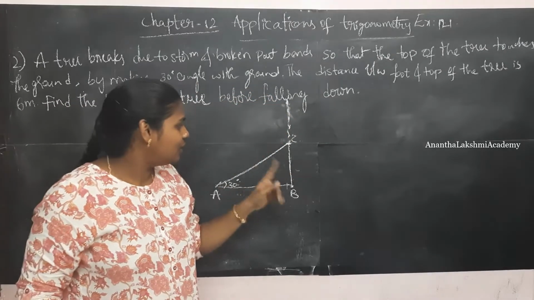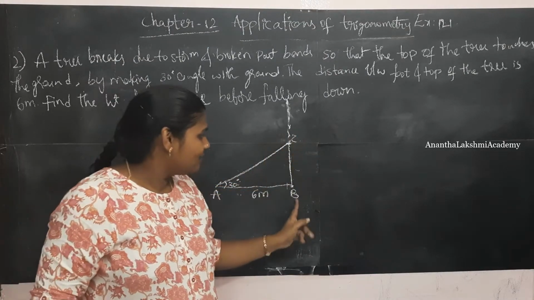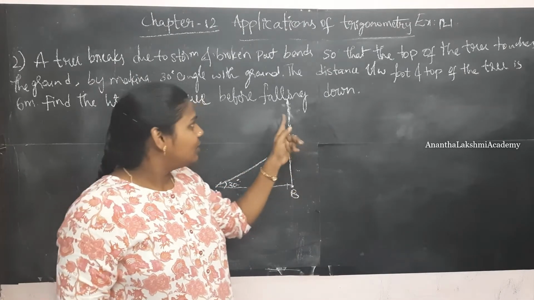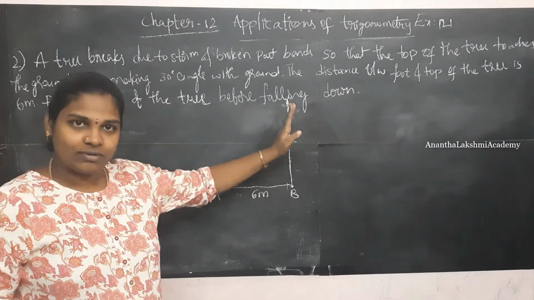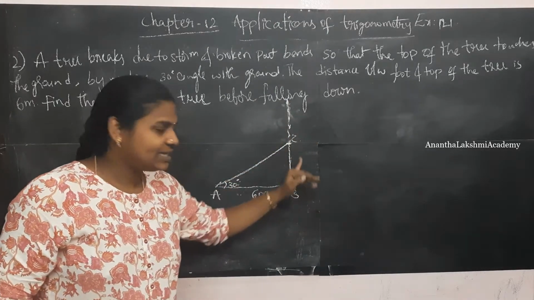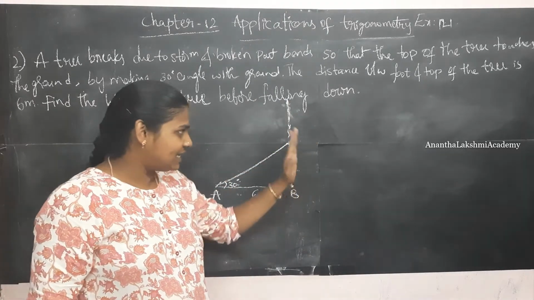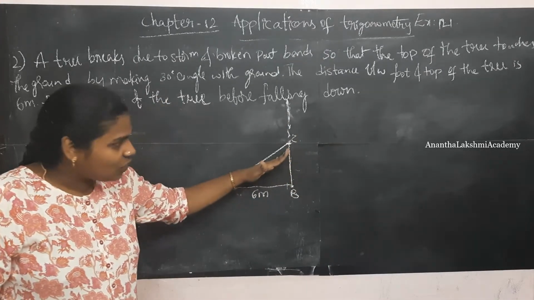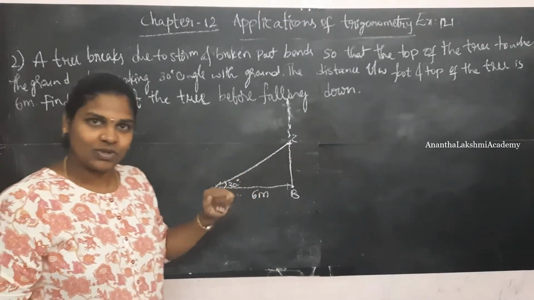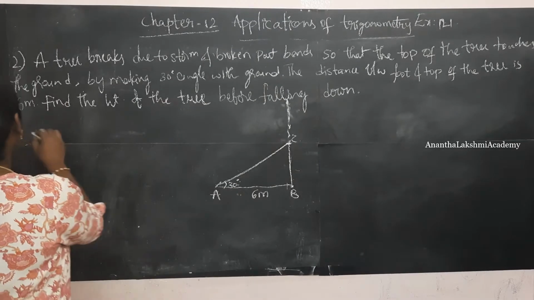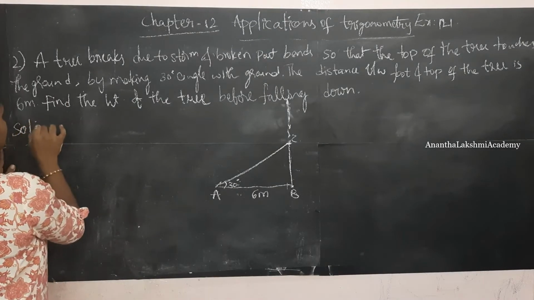So let us solve to get AC plus BC. That is the height of the tree before falling down. After falling down, BC is the only height of the tree that is standing. But what has fallen on the ground, that is AC. Alright, so let's get started. Solution given.